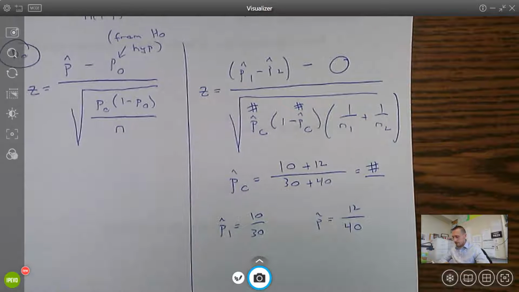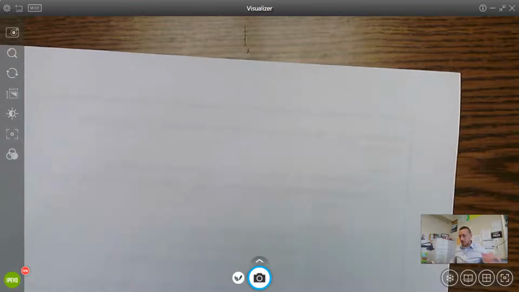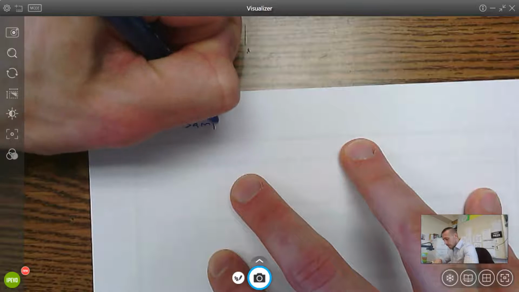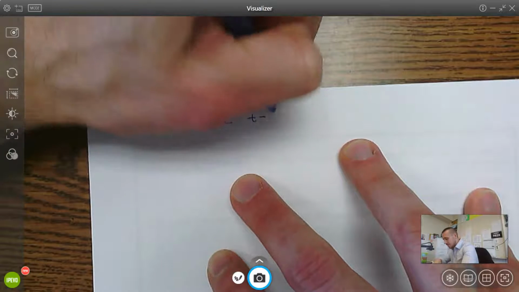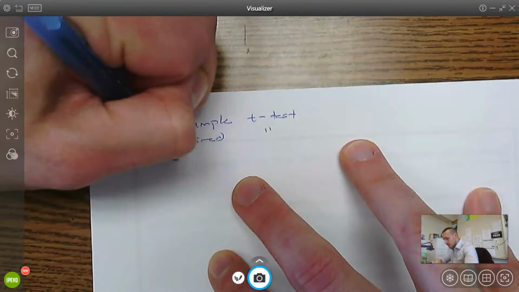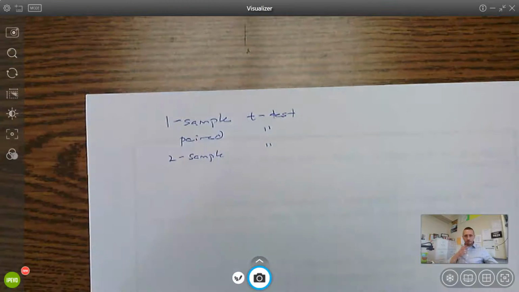All right. So that's it for, what are we doing? Categorical. That's it for your categorical tests, your one proportion z-test, your two proportion z-test. So let me transition to means. We have three different types of tests here: the one sample t-test, the paired t-test, and the two sample t-test.